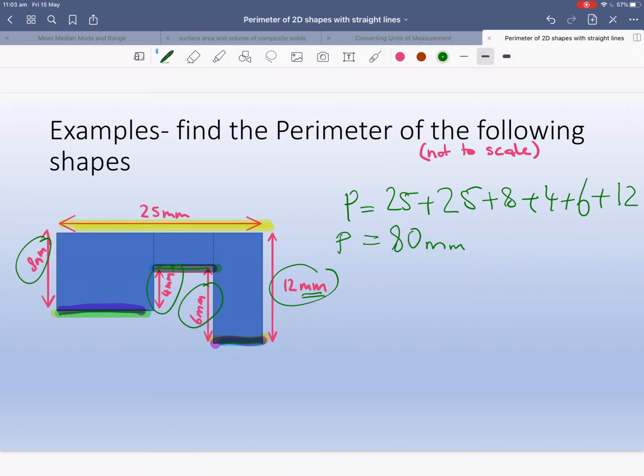So just recapping, perimeter is adding up the outside of the shape, and we start with P and we think of plus because we need to add all the outside together.